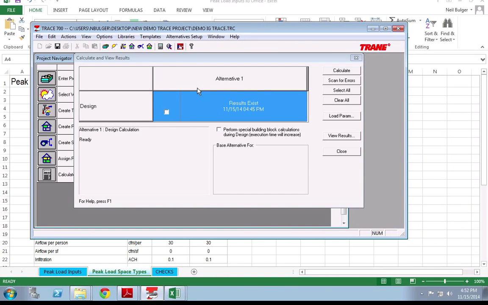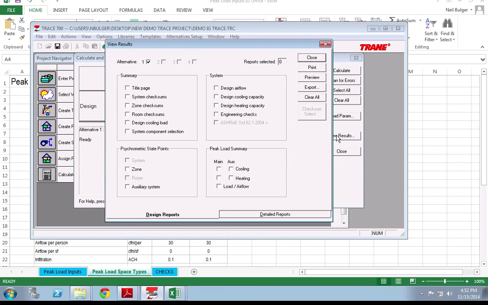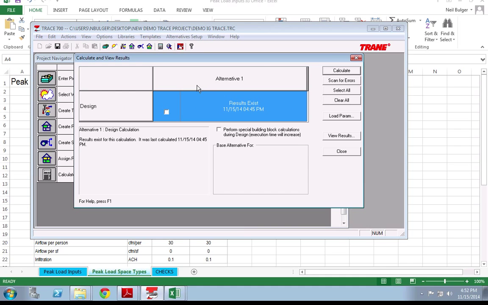I stopped us last time right after calculating results. Almost clicked on view. So actually, let's go back. If we had not run results before, we could resimulate. And if we already have run the results, we can come in here and just check the ones we want to look at and hit view results.